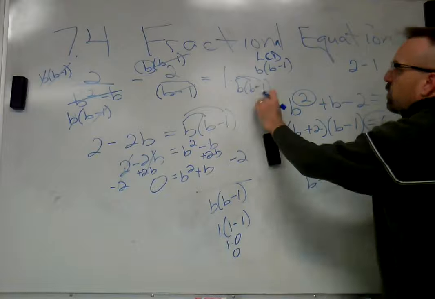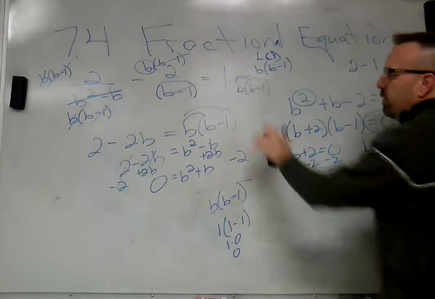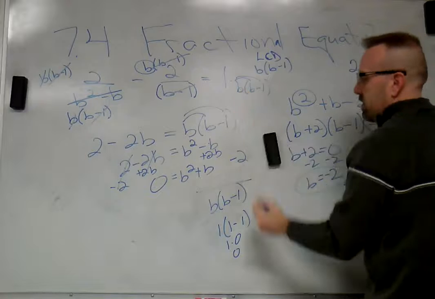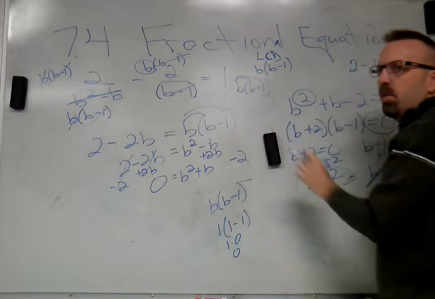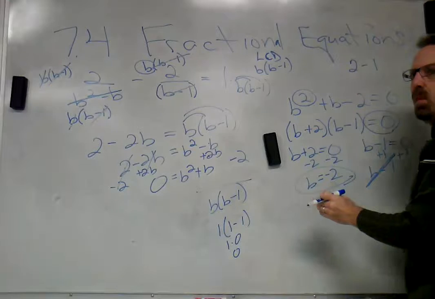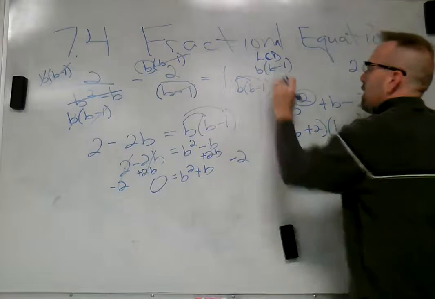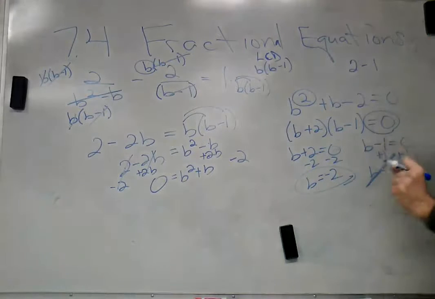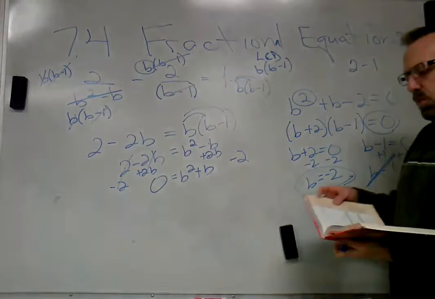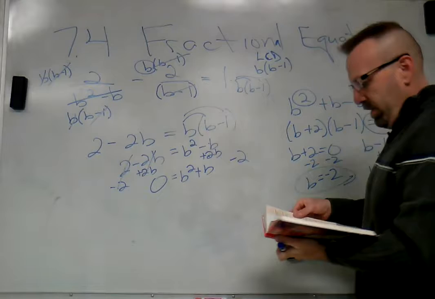The other answer where this one would not have worked would have been if b was 0, because that would have made that 0, but that wasn't one of our choices. But once you get your answers, plug them into the denominator to see if any of them equal 0. If they equal 0, it's not a good answer. It will not work. Okay.